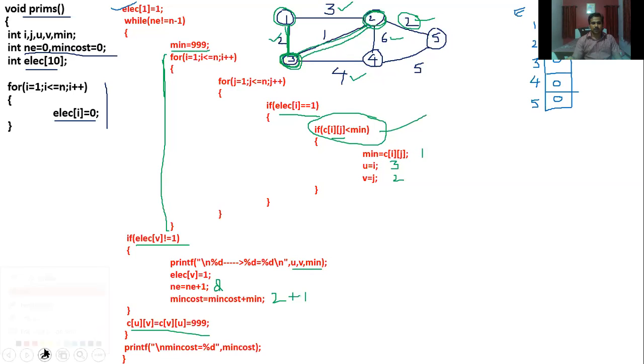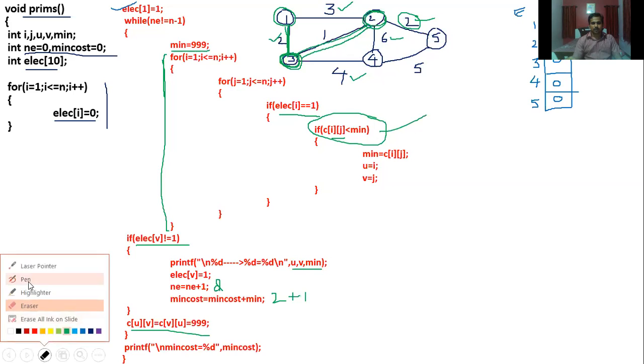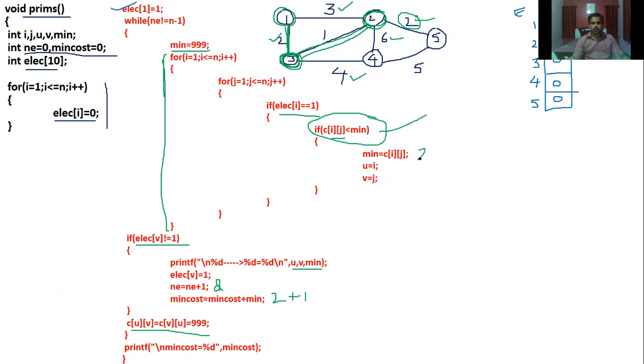So here, this is 2. The edge cost is 2 and V is equal to 5. Comes out of this 2 for loop. Elected of V, this 5 has not been elected. I can consider that, UV 2, 5. 2, 5 considered. Okay. And elect this one.